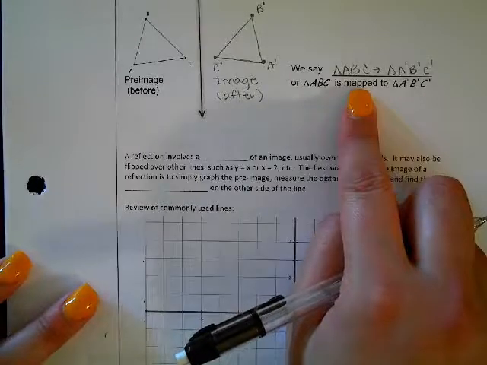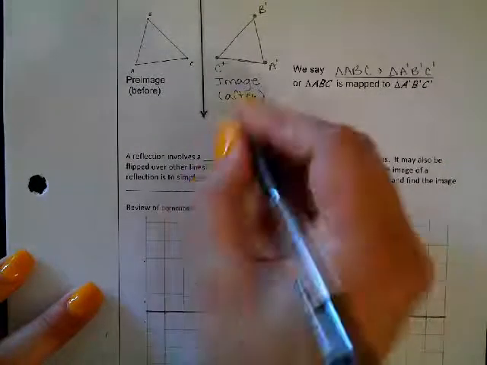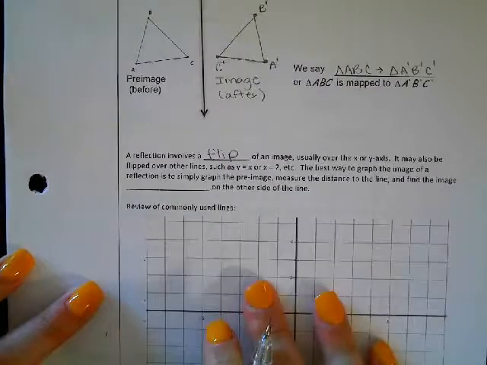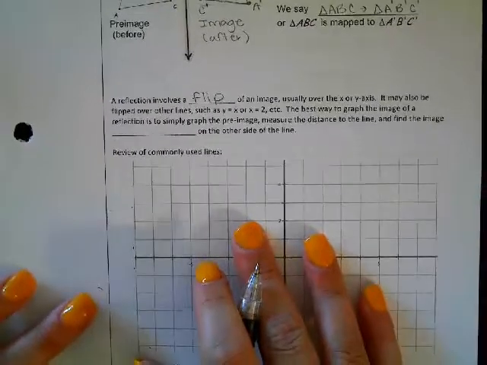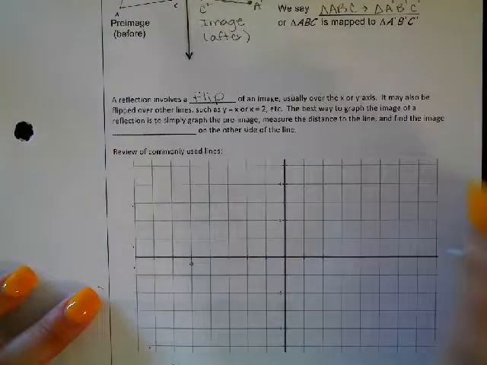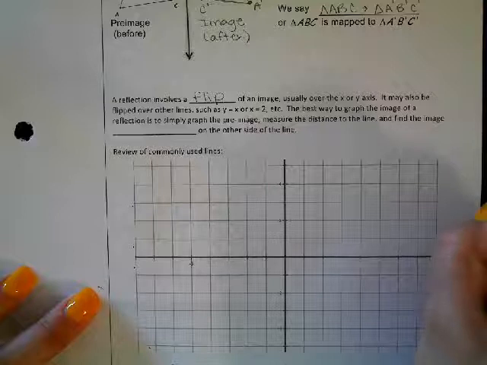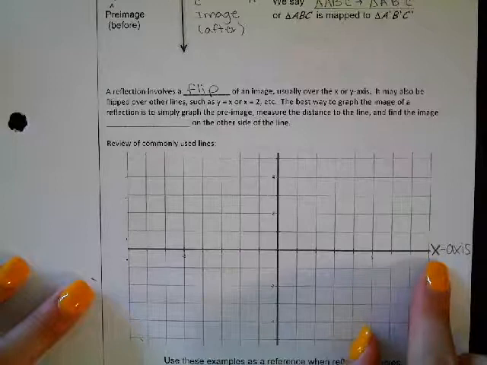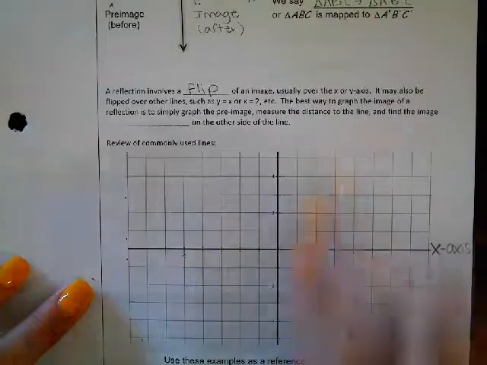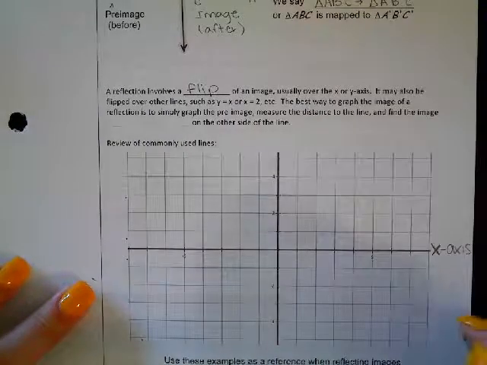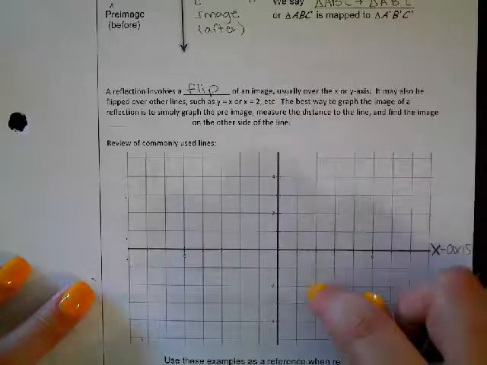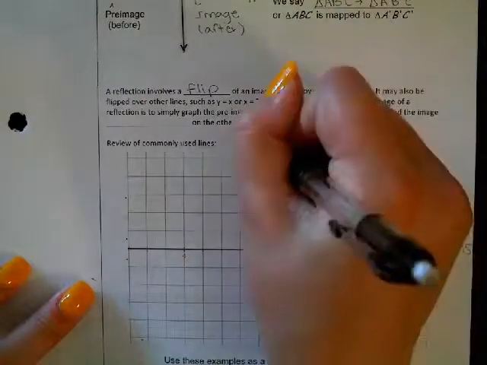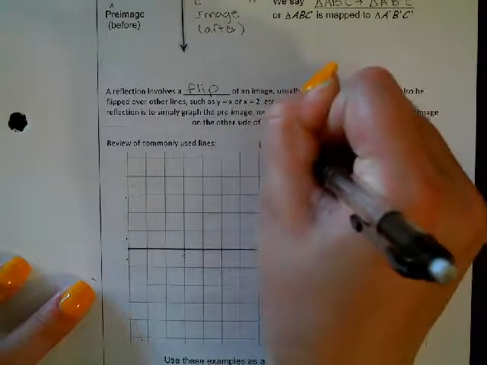A reflection involves a flip of an image, usually over the X or Y axis. Let's go ahead and label those in this picture. So this right here is the X axis. So sometimes they'll reflect a picture over the X axis, so you'll reflect it down or reflect it up. Or maybe the picture's partly up and partly down and you kind of reflect it both ways. That can happen. Sometimes they reflect it over the y-axis, so they kind of reflect it left and right.